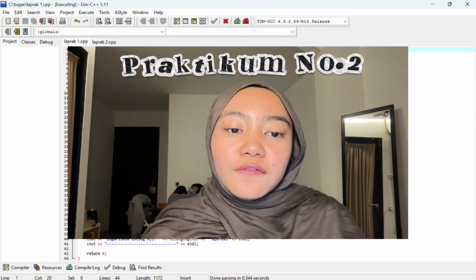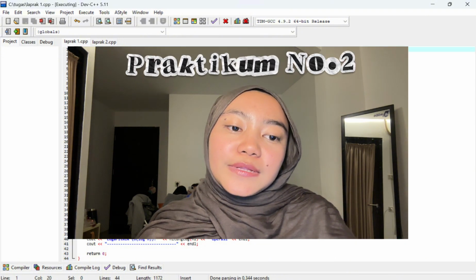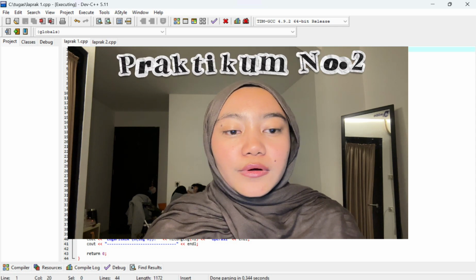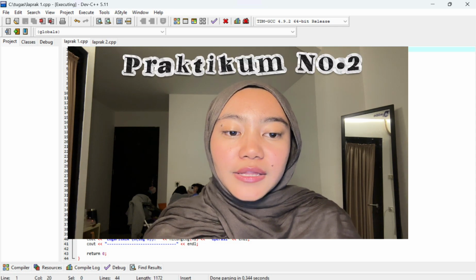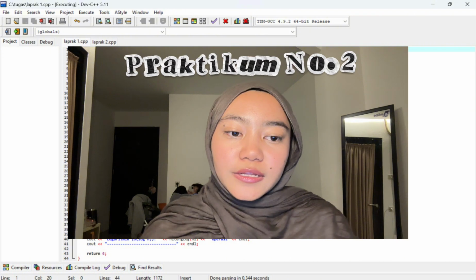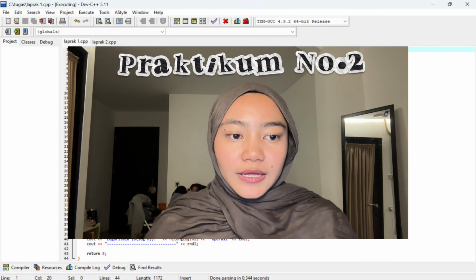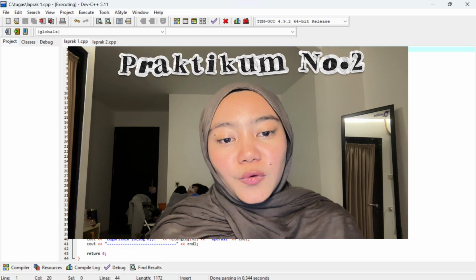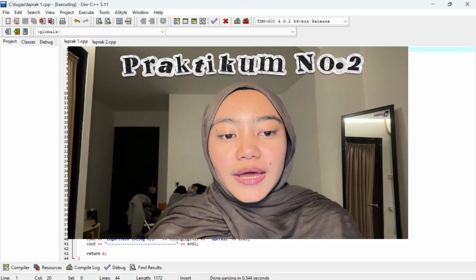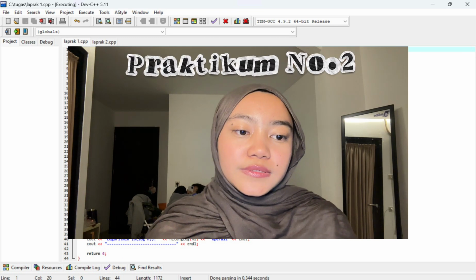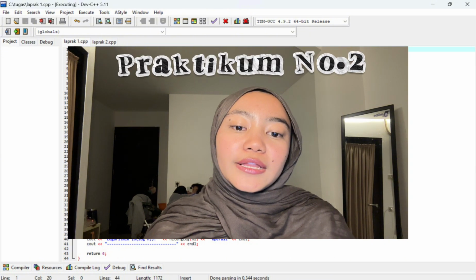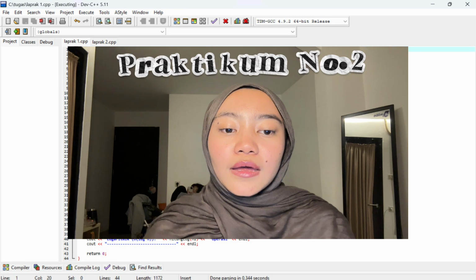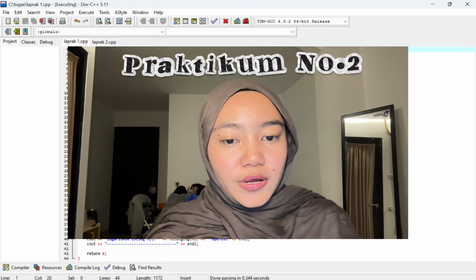Fourth, we have 2n² + 6n + 1 is in O(n²). We look at each term. The main term is n². The term 6n can be replaced by 6n², and 1 can be replaced by n². So the total becomes less than or equal to 9n². Therefore, it is in O(n²).